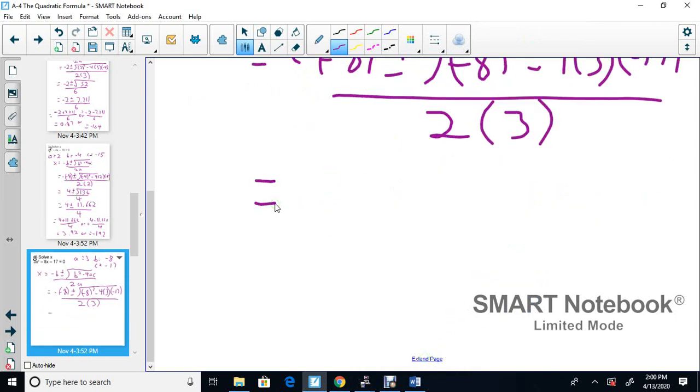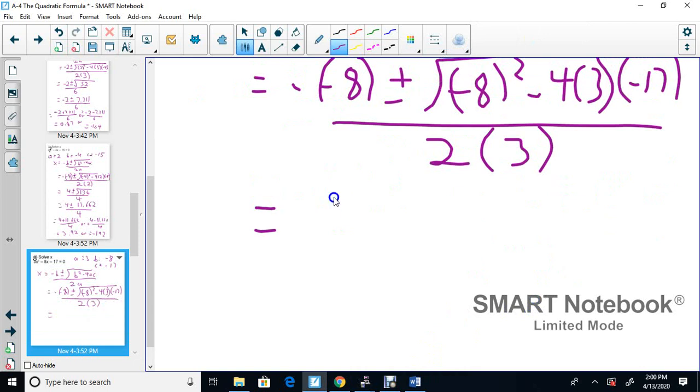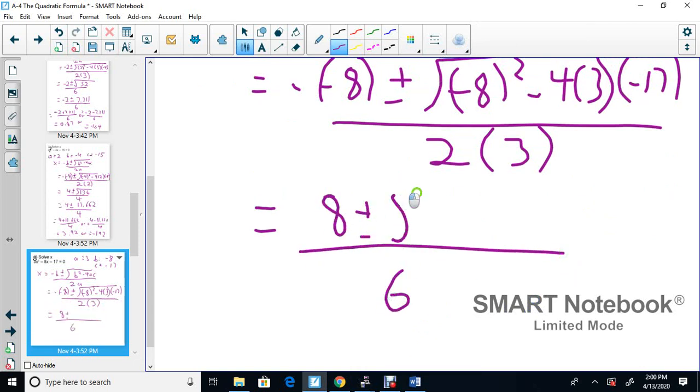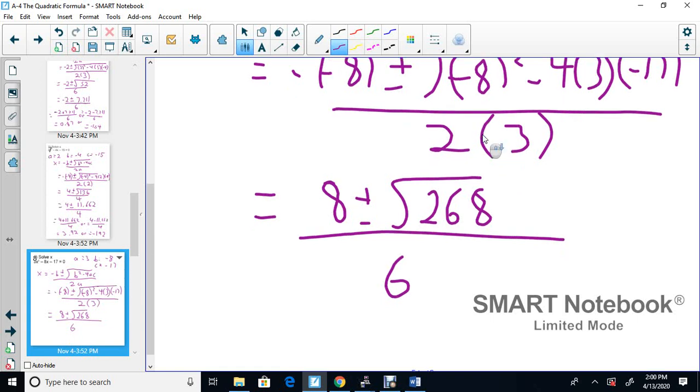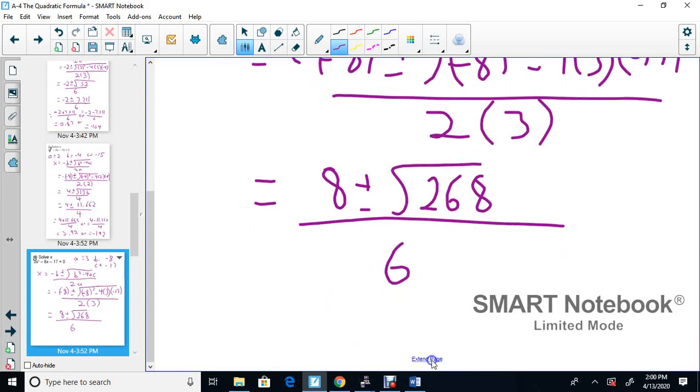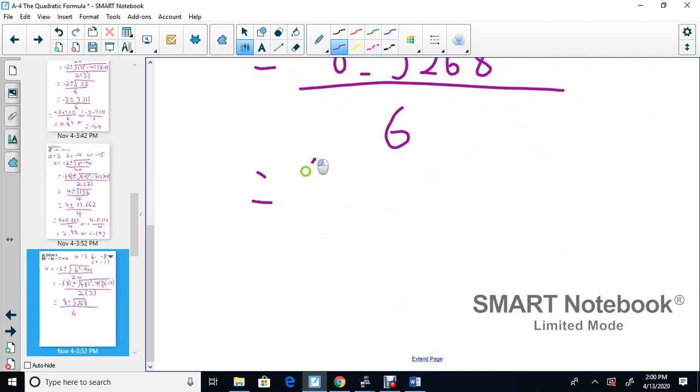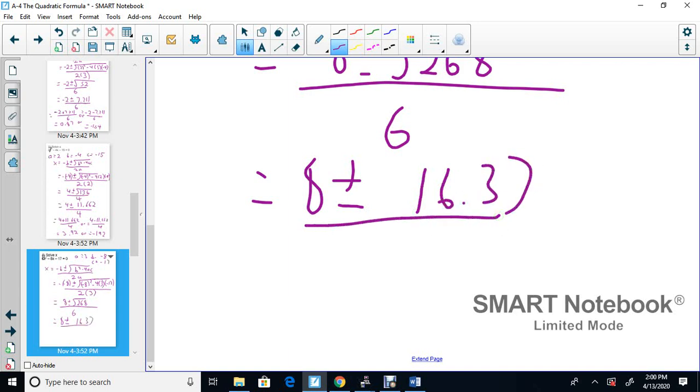So let's see here. So negative b is 8. The bottom is 6. Then we go to our calculator. When we work it out, hopefully we get 268. 268 here. Okay, so we get 268 there. Then we take the square root of 268. So over on the next one here, we go 8 plus minus the square root of 16.37 all over 6.